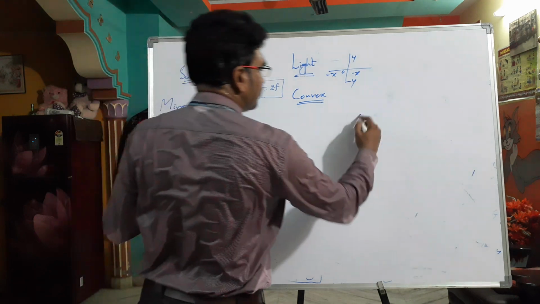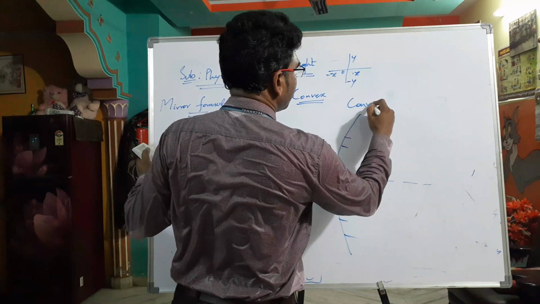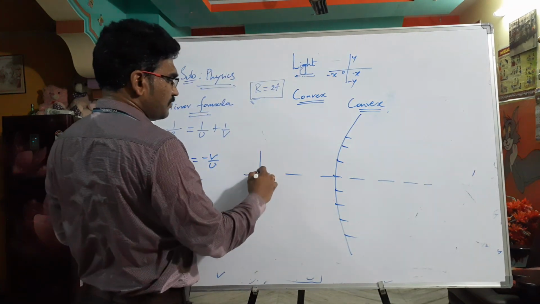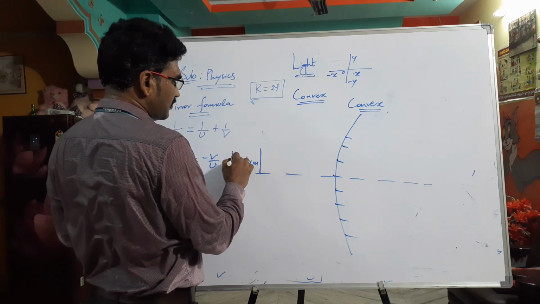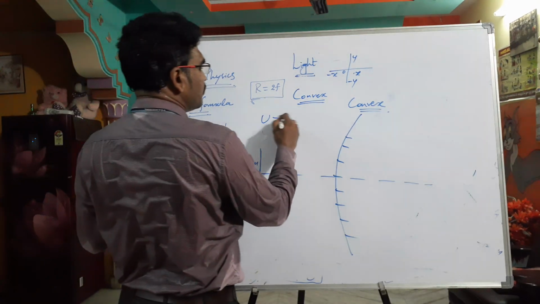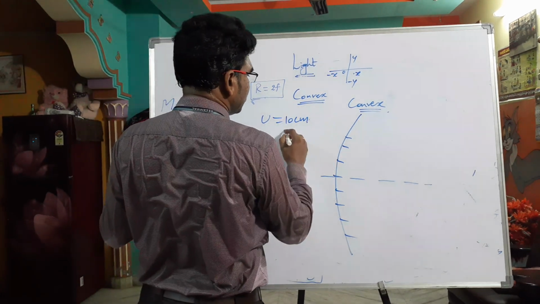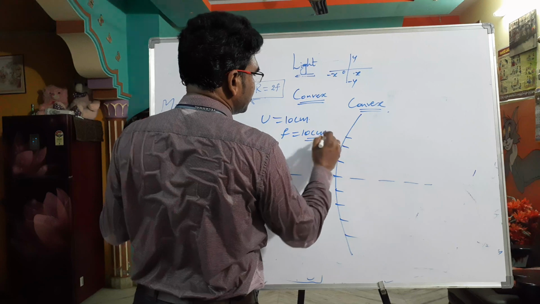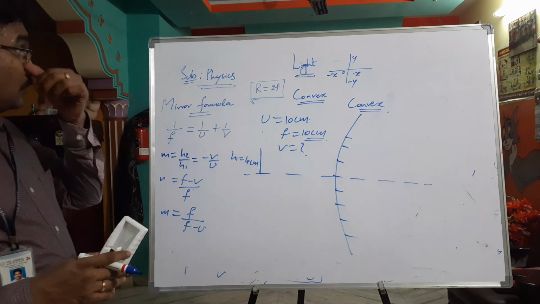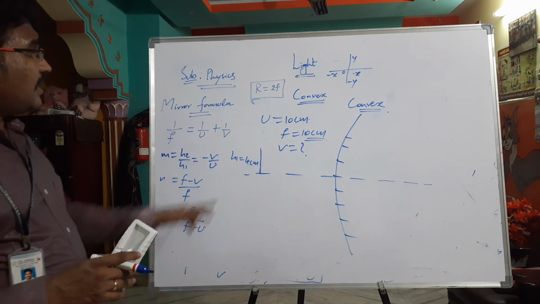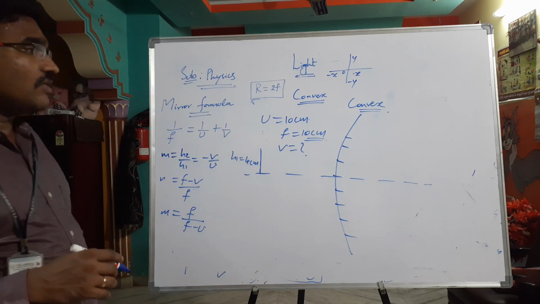Let us take another one. This is a convex mirror. Now this height H1 is 4 centimeters, U is 10 centimeters, F is 10 centimeters. Calculate V. Now what type of mirror is it? Convex. U 10 centimeters, F 10 centimeters, V. The height of the object is 4 centimeters. Calculate the position, and the final height also we want to calculate.